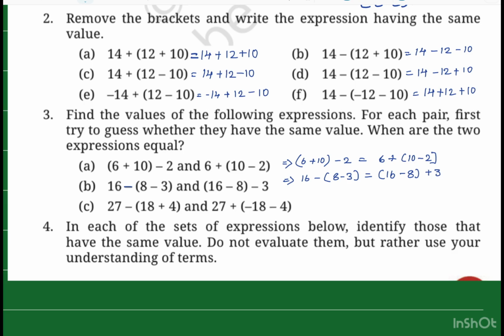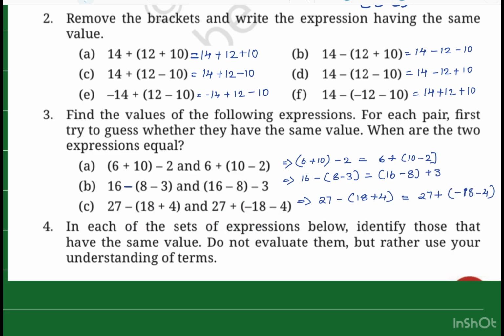Next question, 27 minus 18 plus 4 and 27 plus minus 18 minus 4. In this we can see that 27 minus 18 plus 4 is 22 minus, and here 27 plus minus 18 minus 4 is minus 22. So here we have 27 minus 22, and here also 27 minus 22. So the expressions are equal. We can write that these two expressions are equal.